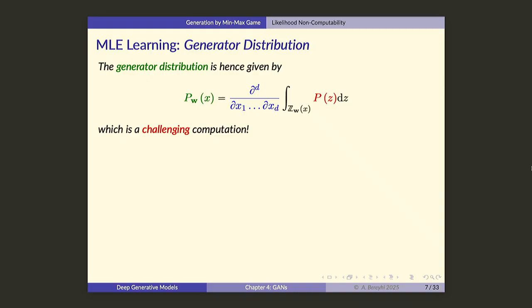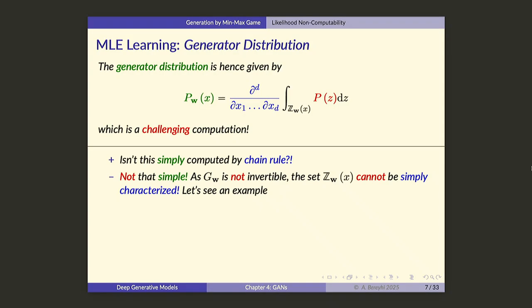And I hope that you're seeing it right now, but if you don't see it, let me just give you one example. You might tell me that, okay, you just want to do chain rule. Basically, you just take the derivative of this with respect to anything sitting here times the derivative of this set Z with respect to X. But as I told you, when G is not invertible, then the issue is that you cannot specify the Z set that easily.